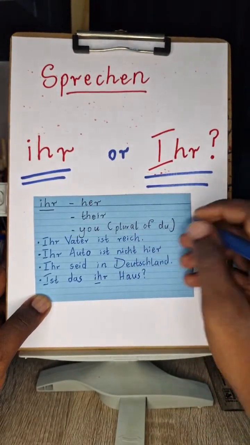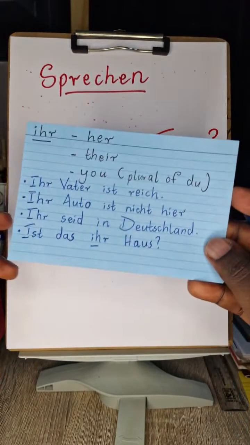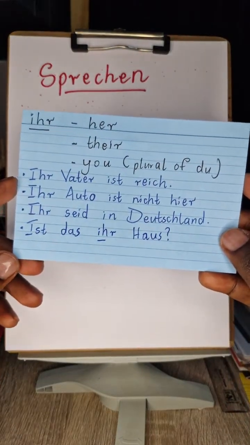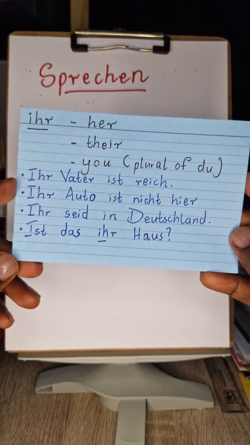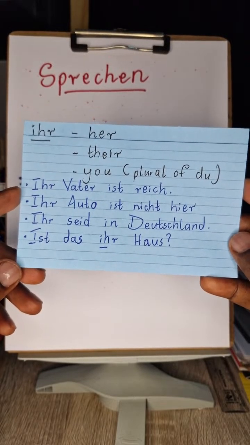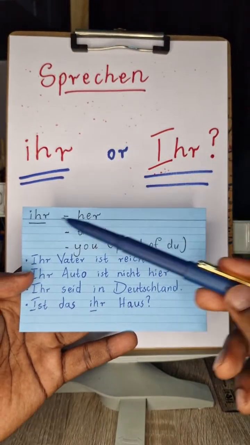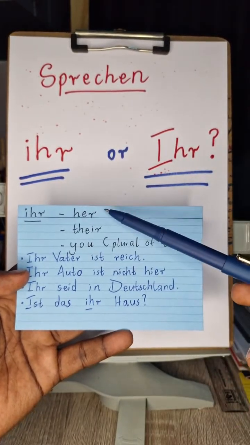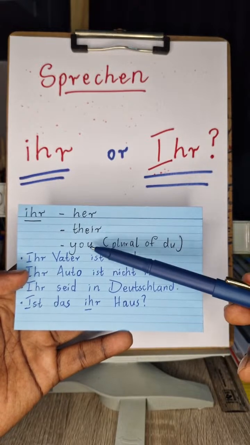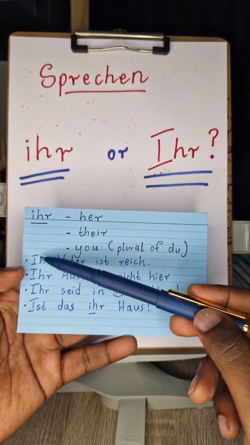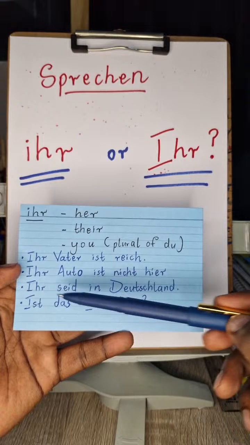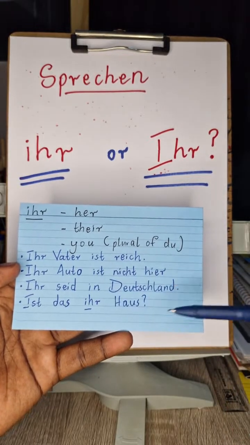Ist das ihr Haus? Look at that. So is this her house or is that her house? Yeah. So from the breakdown, now remember that this ihr, small i, would mean her, their, or even your. But it is normally small. When you begin a sentence, it's capital. But when it comes in the middle, you would put it into small.